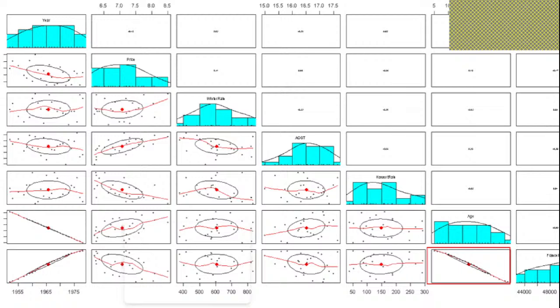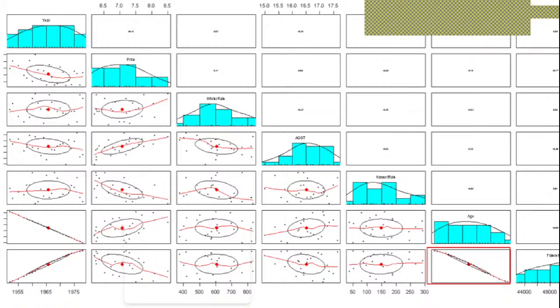Let's try and deduce some information out of it. Population and age, right? Got it, Nisha? Age and population, right? Did you notice both of them are independent and there is a very high correlation among them, right? So it means multicollinearity is going to be there, right?